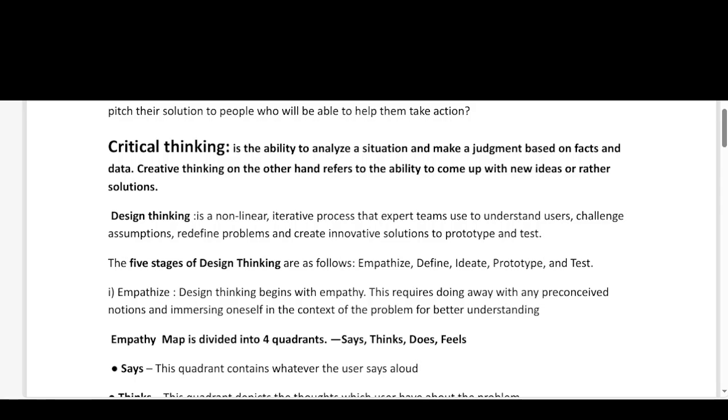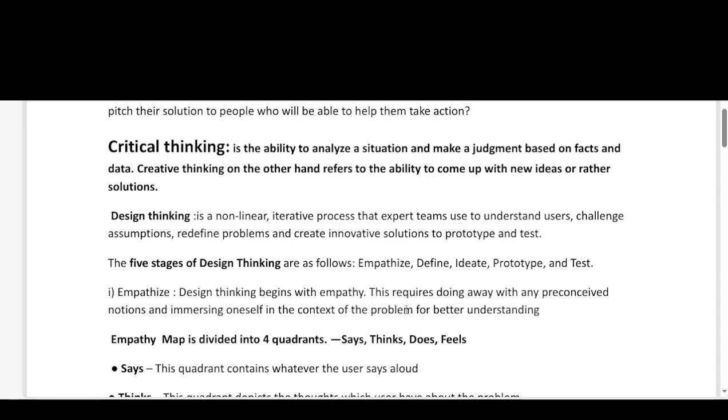The five stages of design thinking are as follows: empathize, define, ideate, prototype, and test. Empathize. Design thinking begins with empathy. Empathy means sahanubhuti. This requires doing away with any preconceived notions and immersing oneself in the context of the problem for better understanding. The empathy map is divided into four quadrants: says, thinks, does, feels.